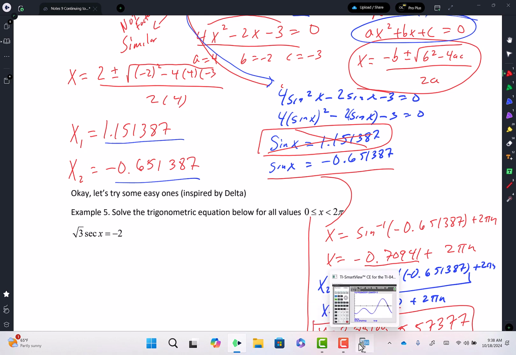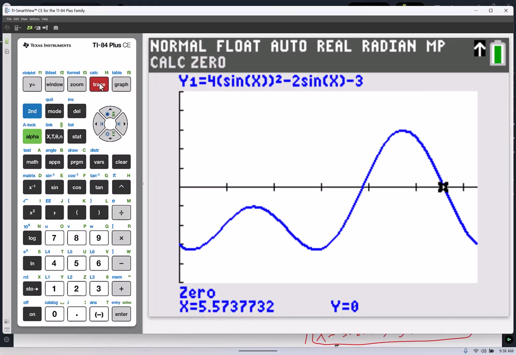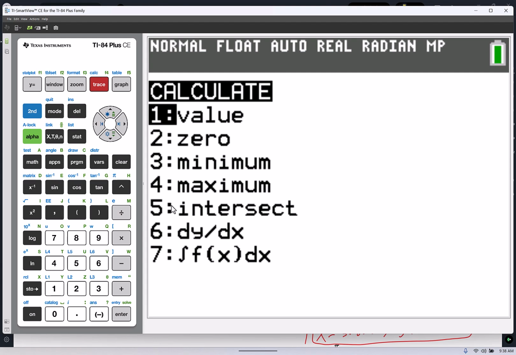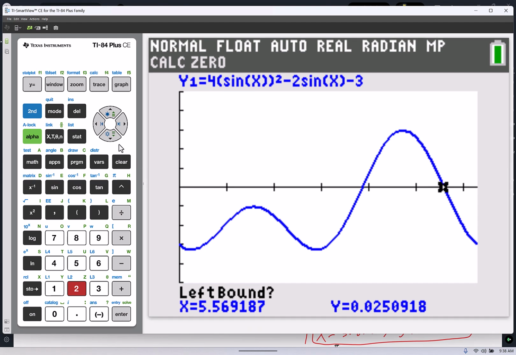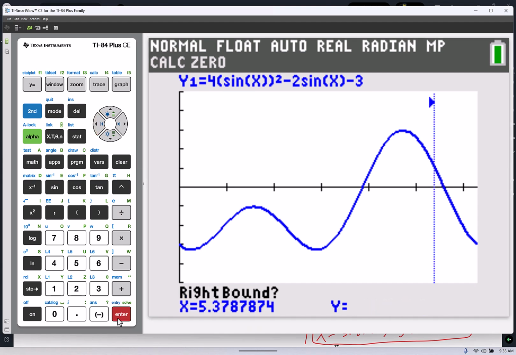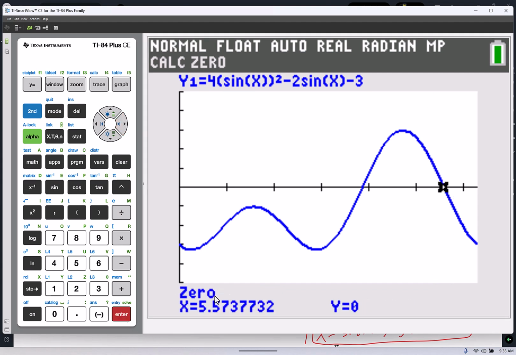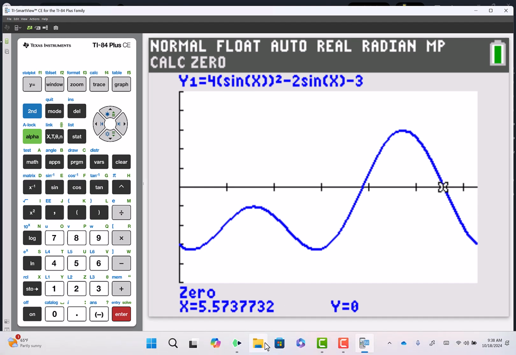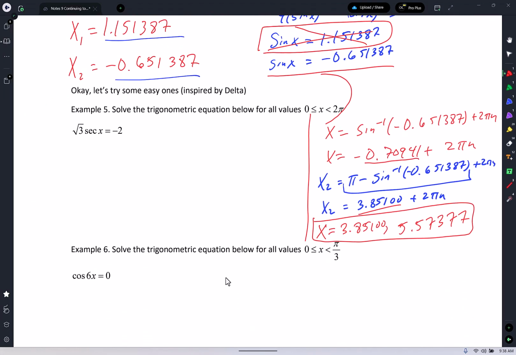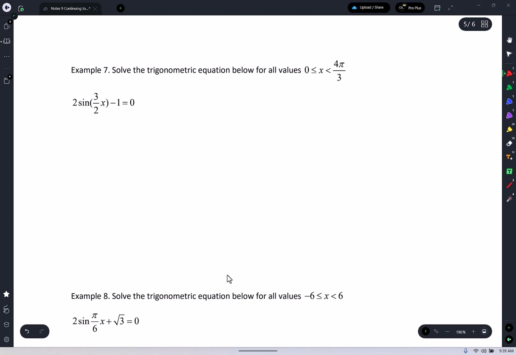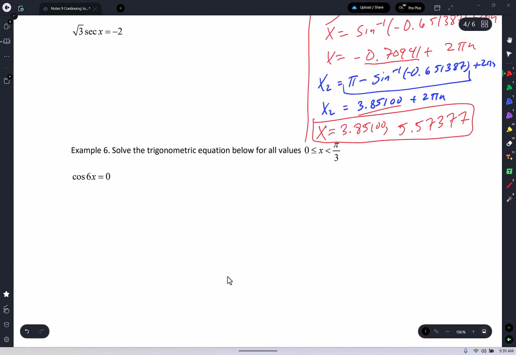I just pushed second, calculate, and then from all these, I want to know where I cross the x-axis, so that means it's called a 0. And then it's going to say left bound. That just means where do you want me to search? I want you to search between here. Right bound. How far do you want me to search? And here. And it's looking for a sign change. And there it is. 5.573. All right. Oh, just push enter. Left bound, right bound, and then when it says guess, push enter.